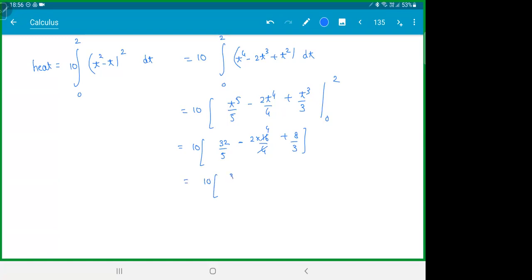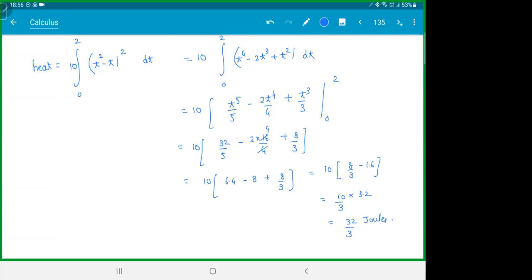Numbers are bad. 32 by 5 is almost 6.4, minus 8, plus 8 by 3. Eight by 3 minus 1.6. That gives 32 by 3 joules of heat. Check.